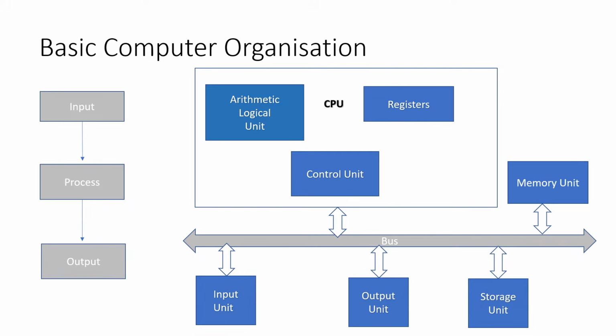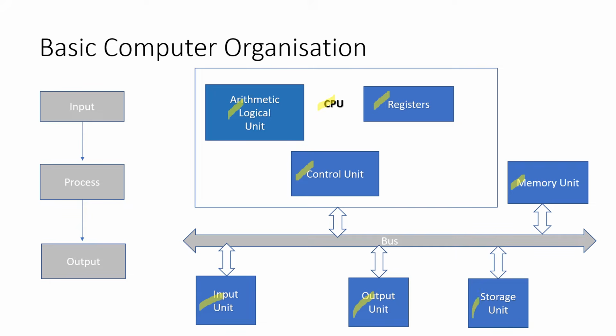We can see the central processing unit, and it has the arithmetic logical unit, which performs the arithmetic and logical operations, the registers, which act as a temporary storage, and the control unit, which controls the flow of data and the operations that need to be performed. And this central processing unit is connected with the other units like the memory unit, input unit, output unit and the storage unit through a bus.